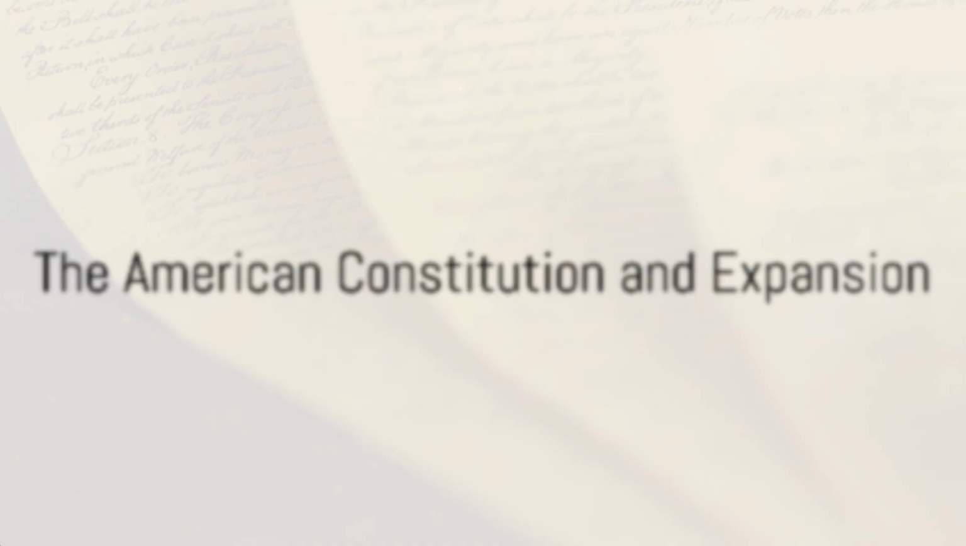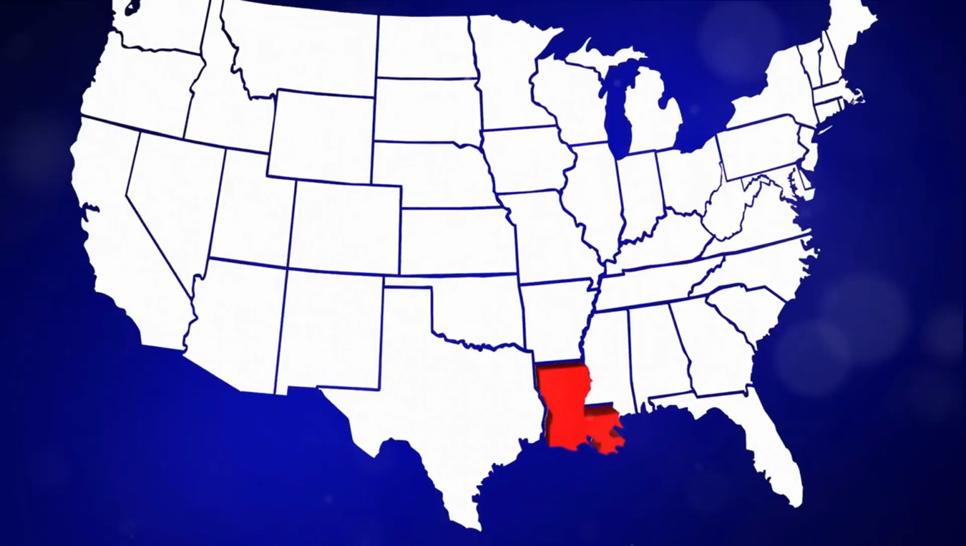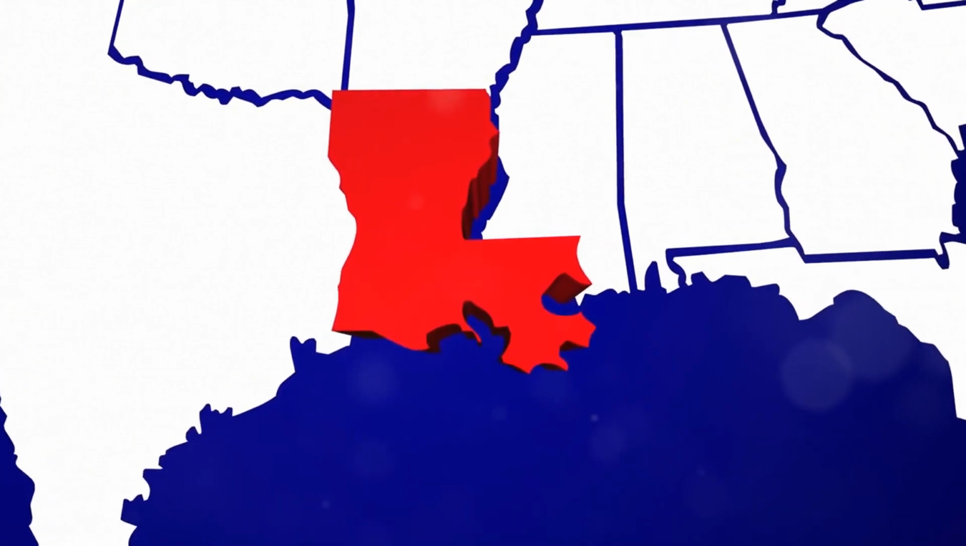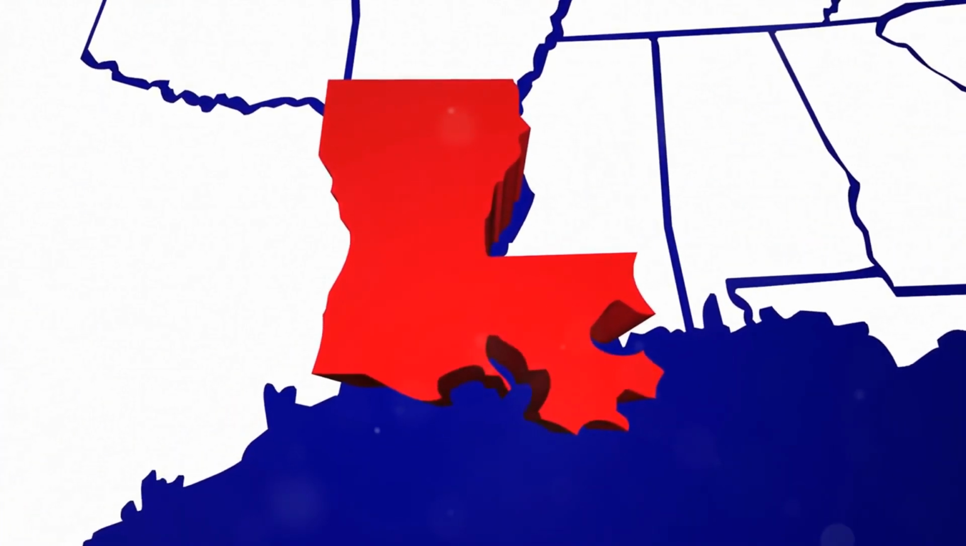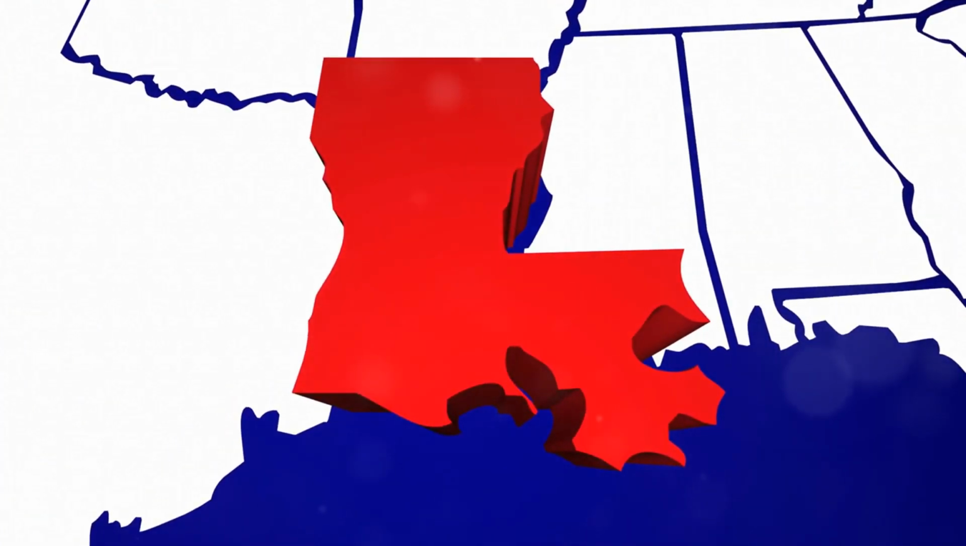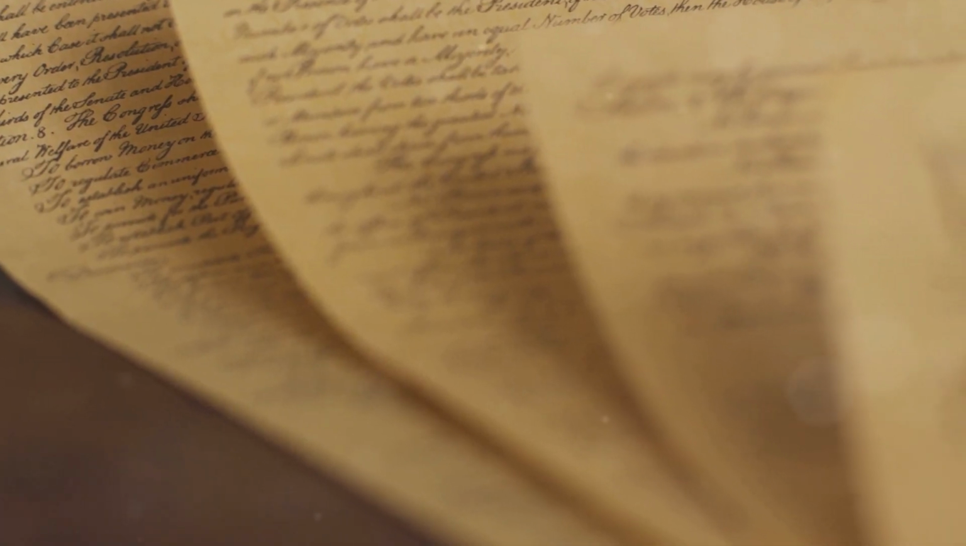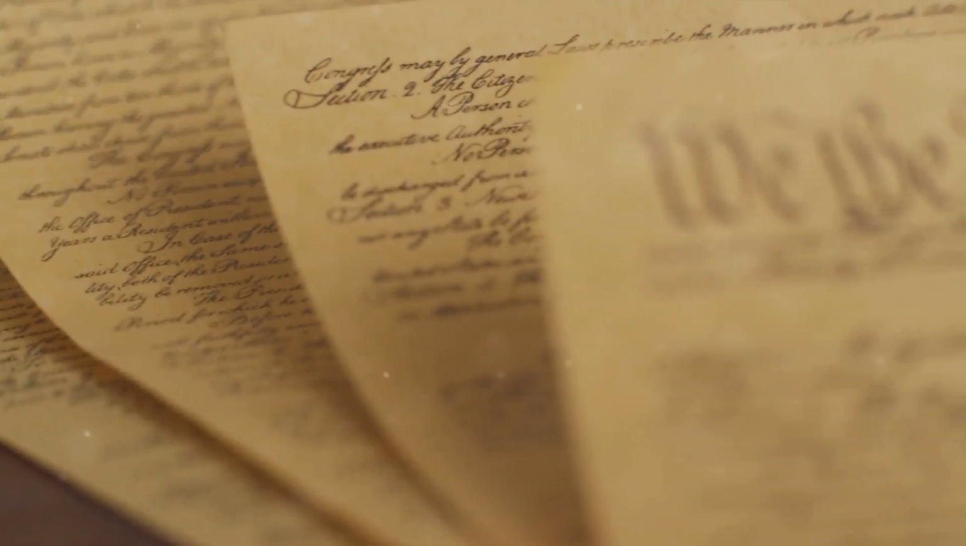What was the catalyst that transformed the newly formed United States into a land of opportunity? The answer is twofold: the American Constitution and territorial expansion. In the wake of the Revolutionary War, the founding fathers of the United States realized that a robust framework was needed to govern this new nation. The result was the American Constitution, a living document that still guides the nation today.